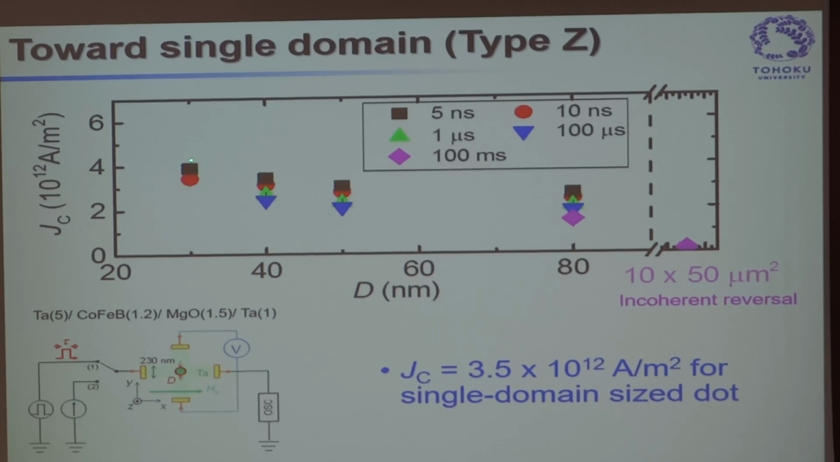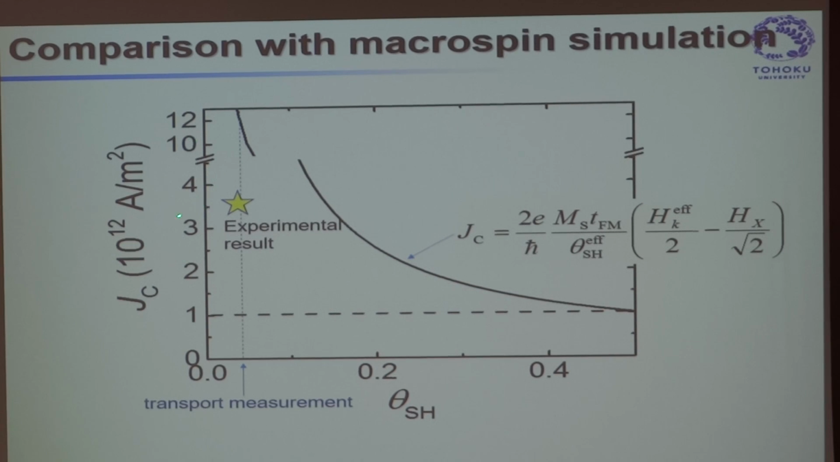These are different devices than the previous one, but the characteristics are basically the same. So let's see what happens with this one. This is an analytical expression only considering Slonczewski torque. We know from the transport measurement that the spin Hall angle is somewhere around here, and we know that our threshold current is here. So it's way off.